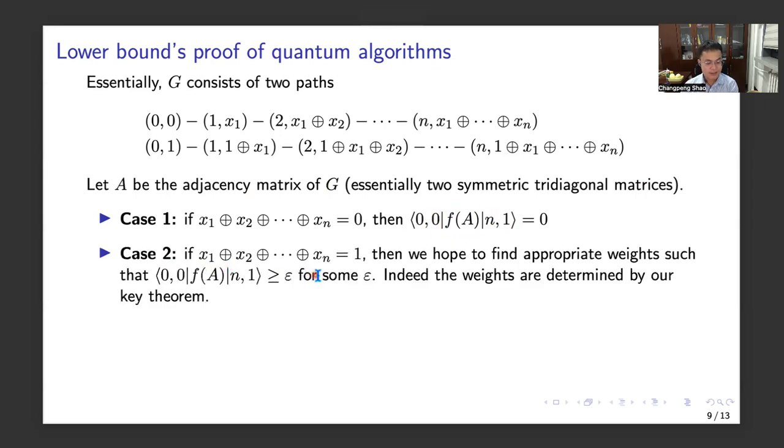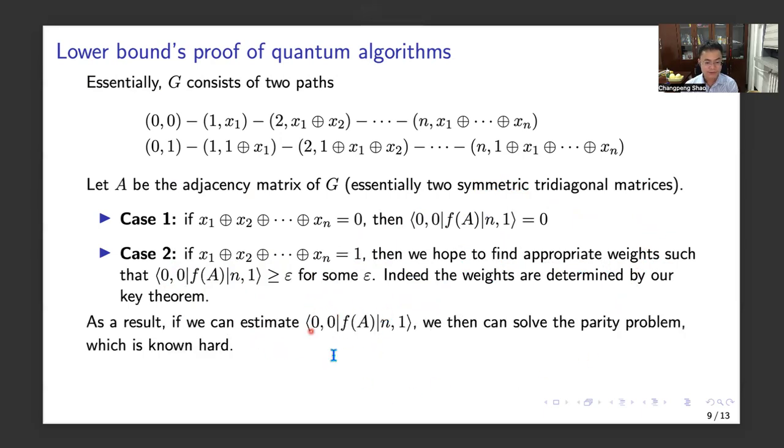In the second case, if this is 1, then they are in the same path. And we hope we can find some weights such that this quantity is far from 0. And here the weights are determined by our K0 because it is a symmetrical tridiagonal matrix. So as a result, if we can estimate this quantity, then we can solve the parity problem. But the parity problem is hard, so we will obtain the claimed lower bound.